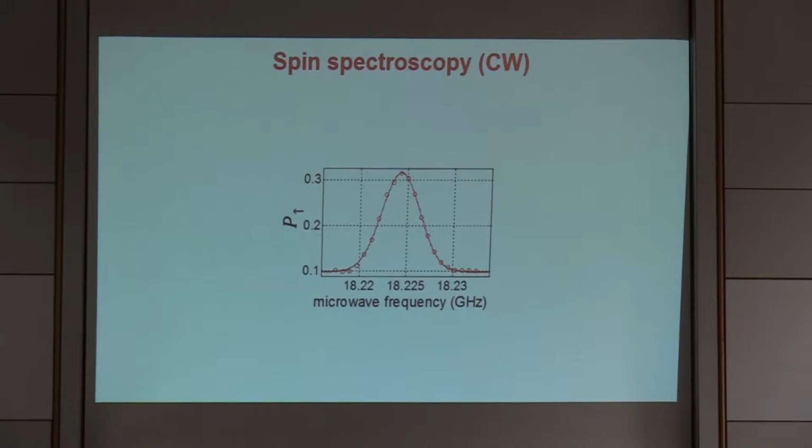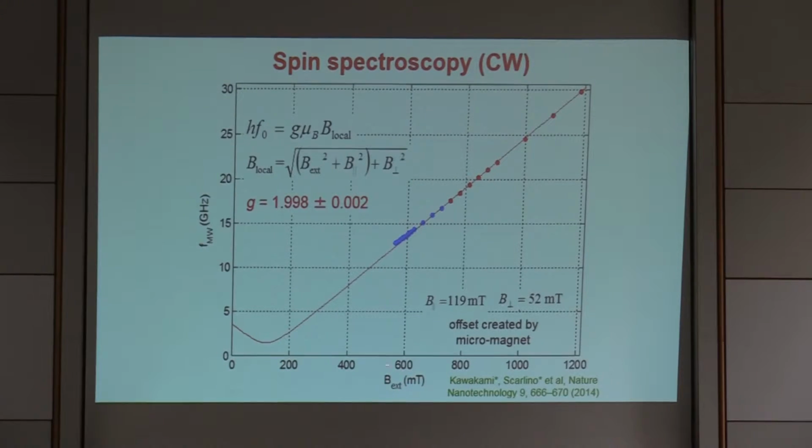And to show that it's a spin resonance, what you do, of course, is you change your external magnetic field, and you follow the frequency evolution of this resonance. And you can fit this frequency evolution, but you have to take into account, since you're now using a micromagnet, that there is an offset in your magnetic field generated by the micromagnet. You can extract your electron g-factor, which in silicon is roughly 2.